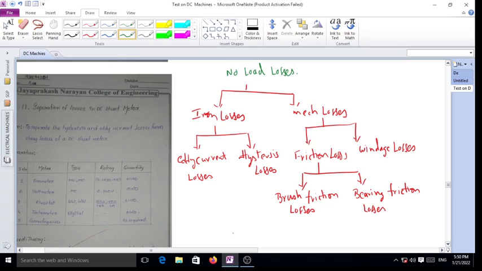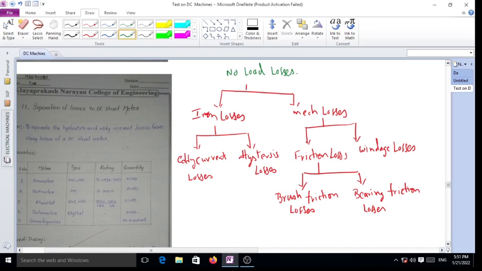So today we are going to discuss the separation of no load losses of a DC machine. Okay, separation of losses in a DC machine. So here, if we go to the losses, these are the no load losses.